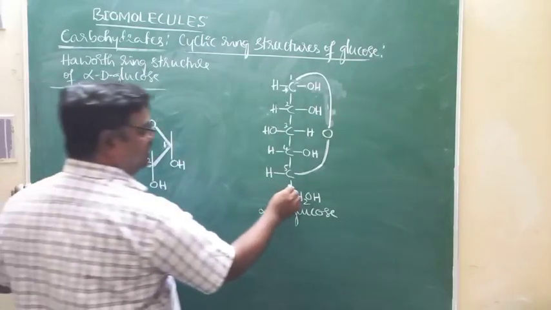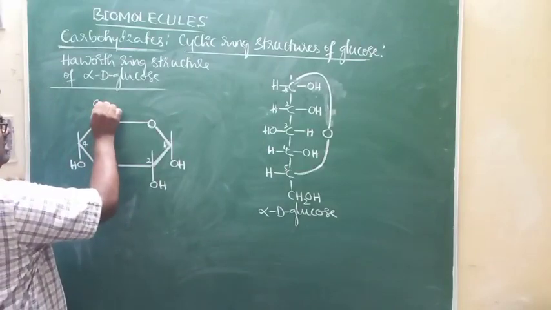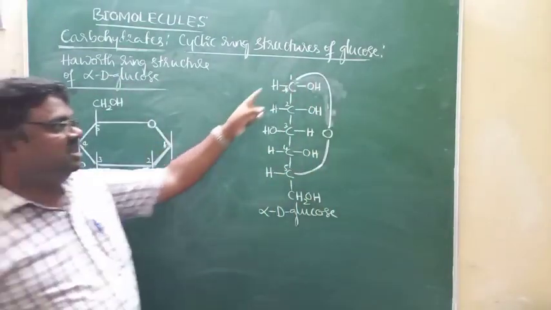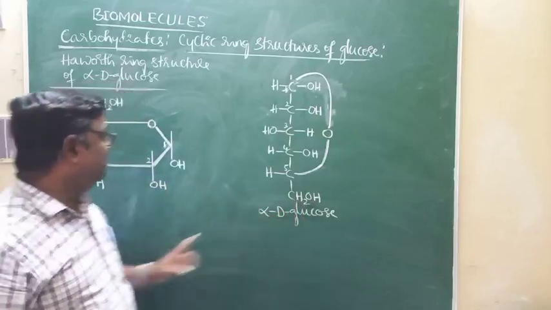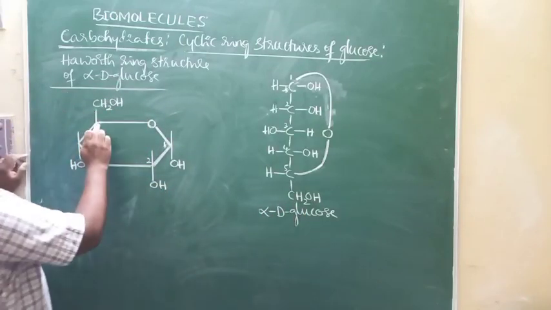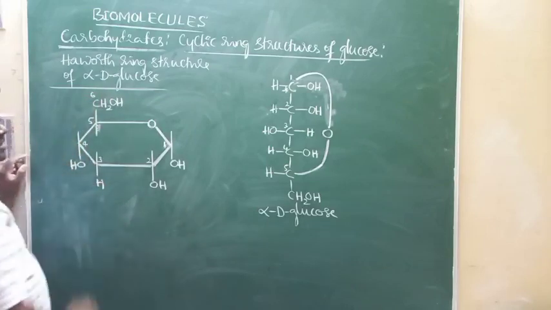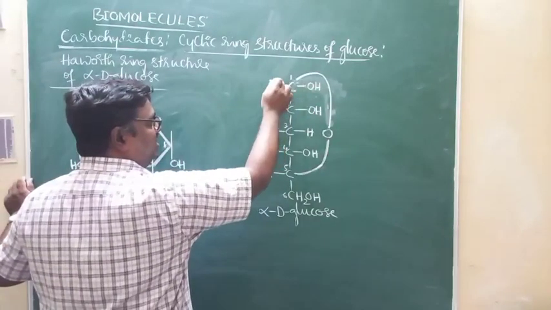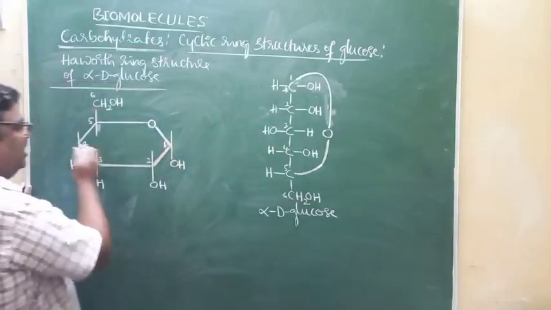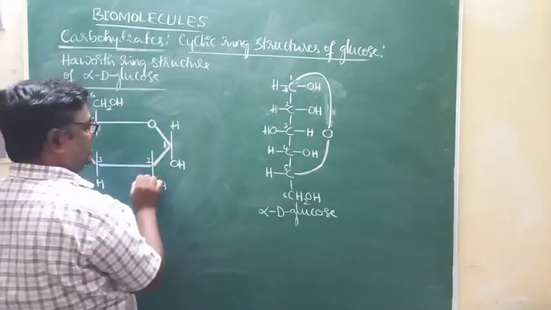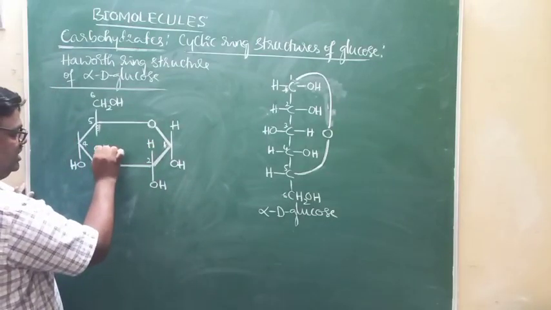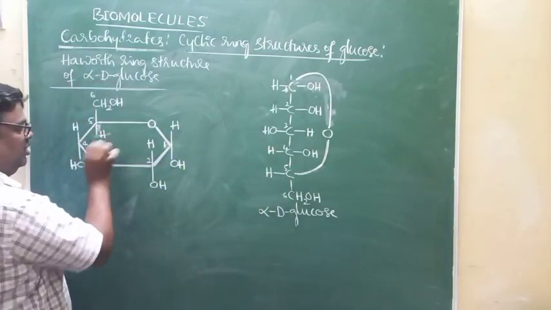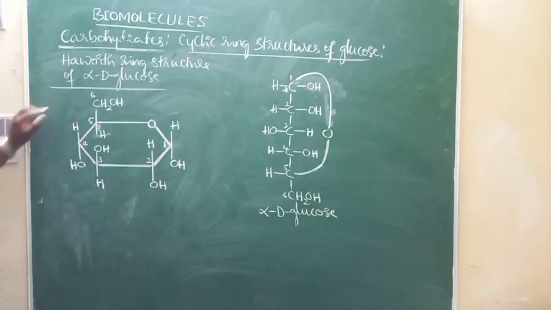And of course, as far as the CH2OH group is concerned, the CH2OH group is written always above the plane if cyclization takes place from the right side. This is carbon atom number 5 and it will be carbon atom number 6. This is the 6th carbon atom. And the remaining groups, which are on the left side of the cyclic ring, should be written above the plane. Here it is OH, therefore it should be H. Here H is there, therefore it should be OH. Here OH is there, therefore it should be H. Here CH2OH is there, remaining is hydrogen, that should be written below the plane. This is what we call the alpha D glucose structure.